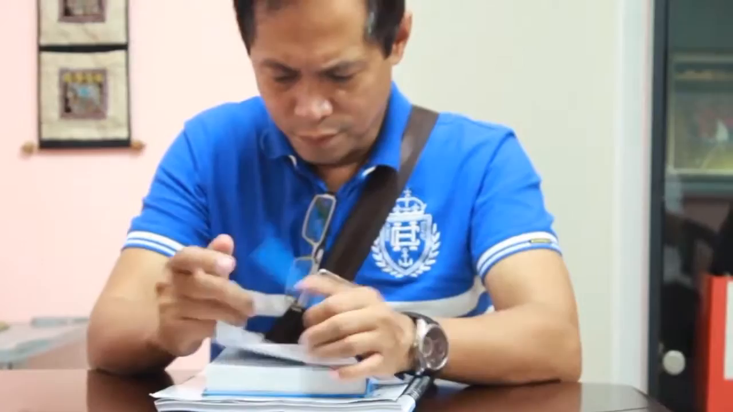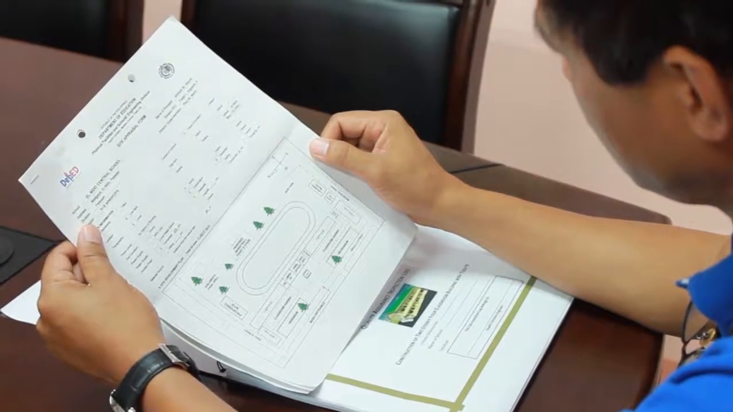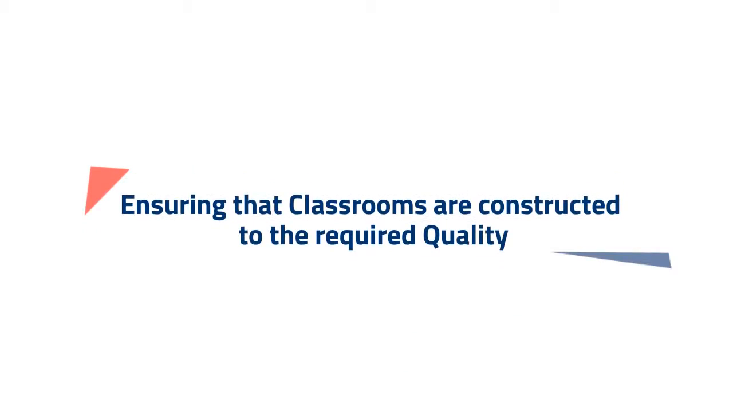After watching this video and referring when necessary to the Blue Book, the engineer should clearly understand the key inspection issues of each of these four key stages of the classroom construction process, ensuring that the classrooms are constructed to the required quality.